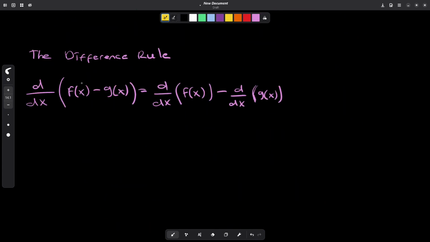The difference rule is the same as the sum rule. You can just differentiate each term and then subtract them from each other. So we will not prove this with the limit definition because it's really the same. You can do it by yourself. Now let's do some examples for what we learned until now.